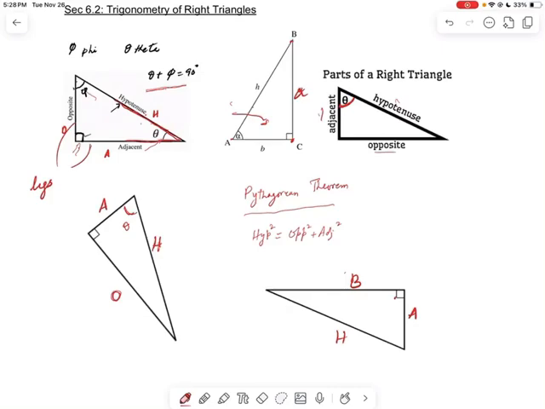We now continue with section 6.2. So we are looking at trigonometry of right triangles. If you have a right triangle, you know that it must have one angle of 90 degrees. We cannot have more than one equal to 90 because then it will not remain a triangle. So one angle is 90 degrees and the other two are acute angles, meaning they are both between 0 and 90.